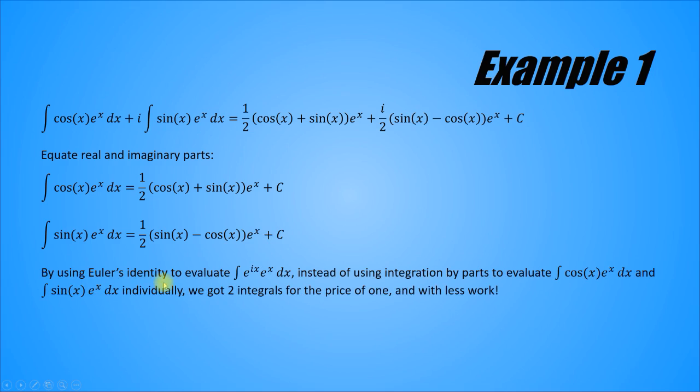So, by using Euler's identity to evaluate the integral of e to the ix times e to the x dx, instead of using integrations by parts to evaluate these two integrals individually, we got two integrals for the price of one and with a lot less work. So I hope this adequately illustrates the power of using Euler's identity in situations like this.